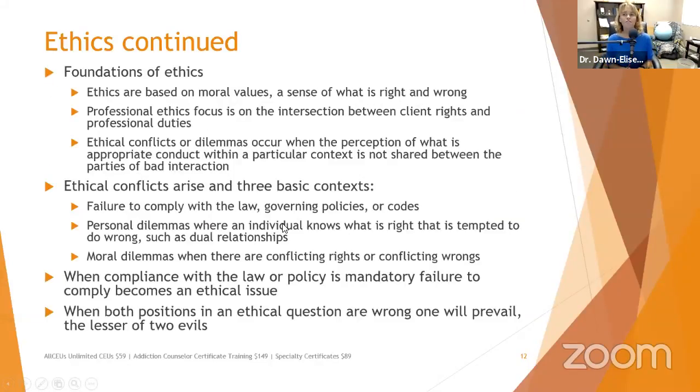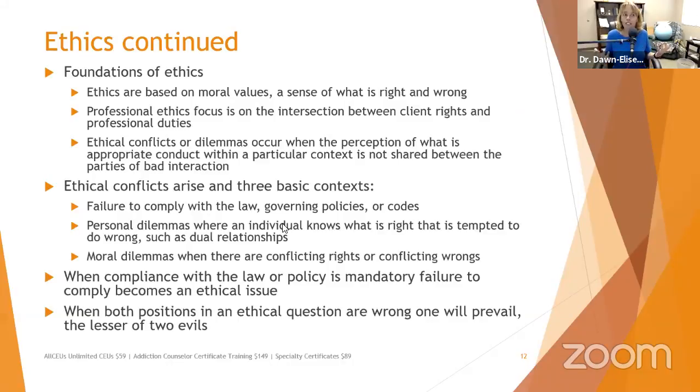Ethics are based on moral values or a sense of what is right and wrong. Professional ethics focus on the intersection between client rights and professional duties. So we want to think about that. Again, what does the client have the right to? And what do I, as a professional, have to do?